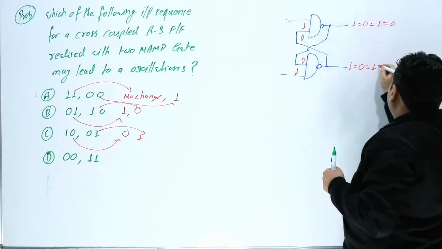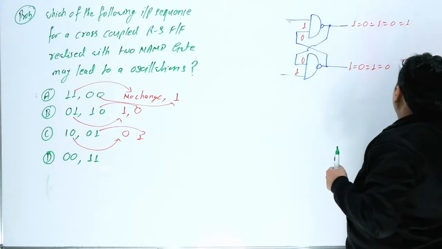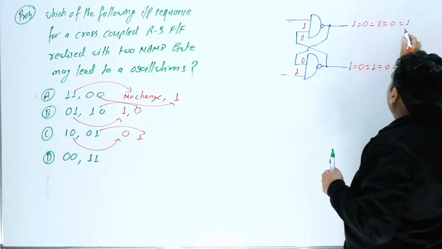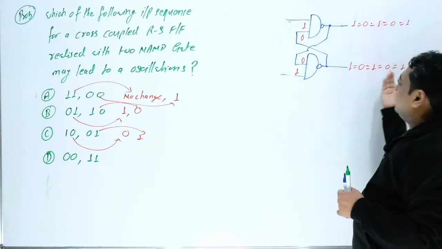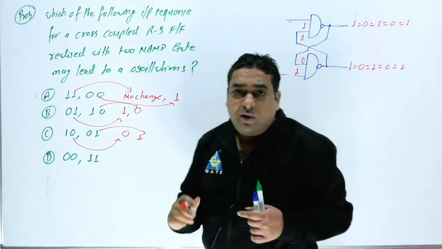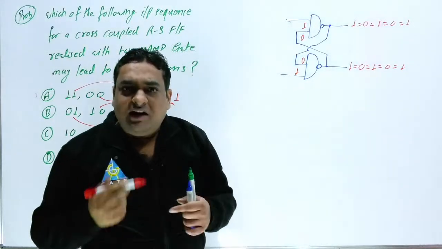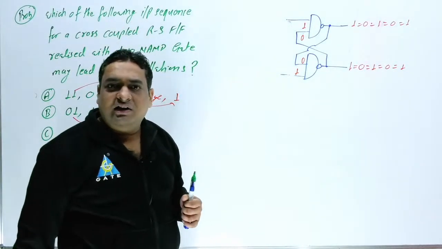So here you will get 0, here 0, here 1, here 1. If this is the output, 1 0 1 0 1 0, then you are getting oscillations here.